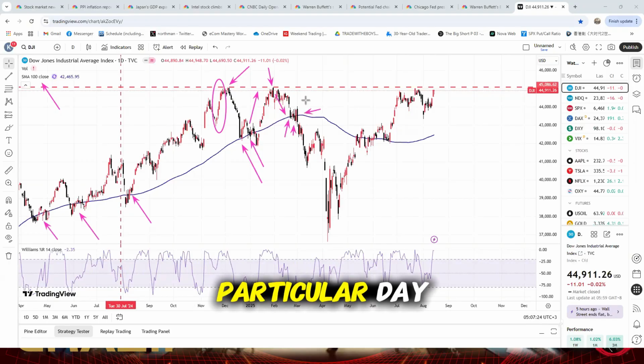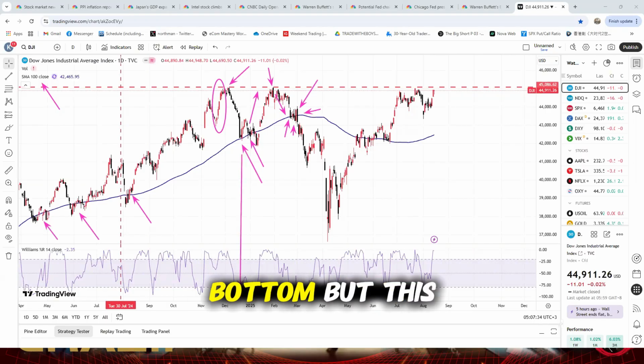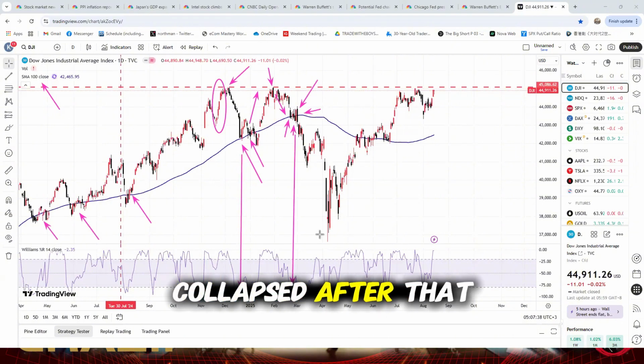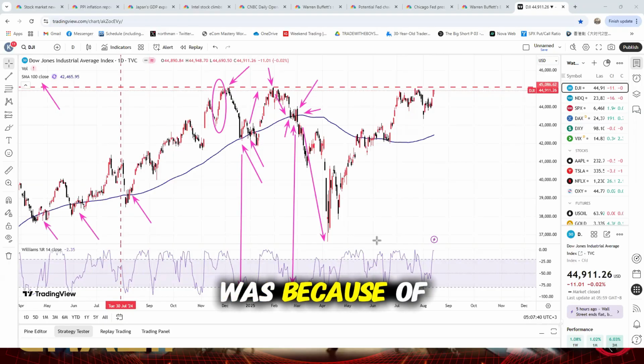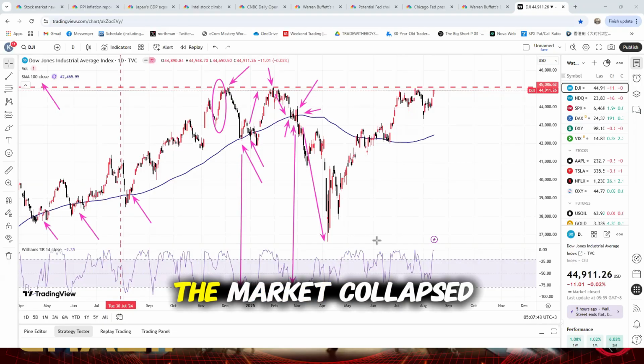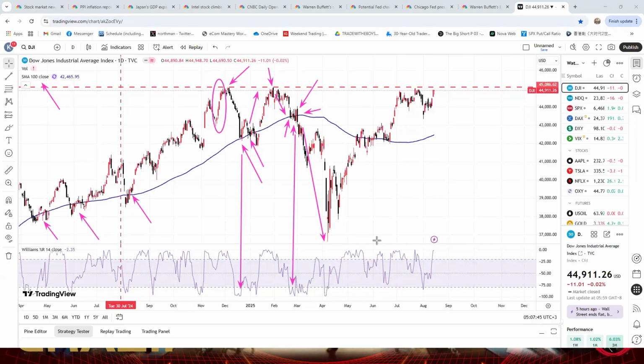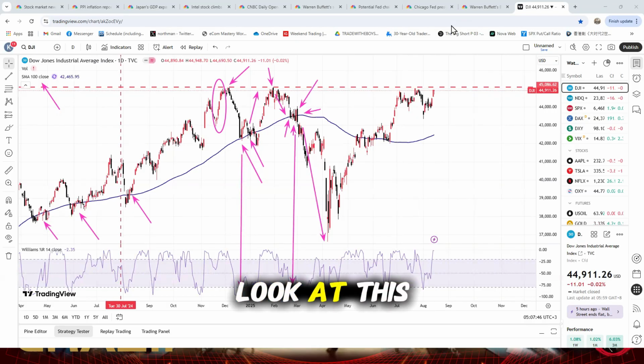But on this particular day, when the market did a very big engulfing candle, I said that we have to be very careful, this is going to be bad. Back then, the RSI and the Williams indicator were at the bottom, but look at the market, it collapsed after that. Of course, you say that was because of the tariff, that is why the market collapsed. Okay, fine. So let's take this all away and then we look at this.